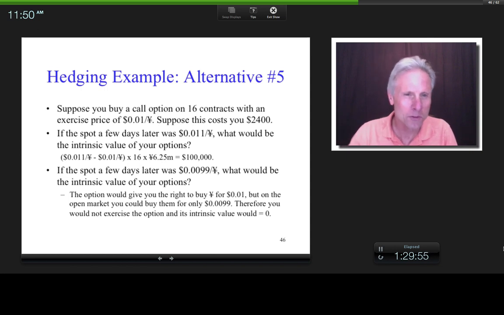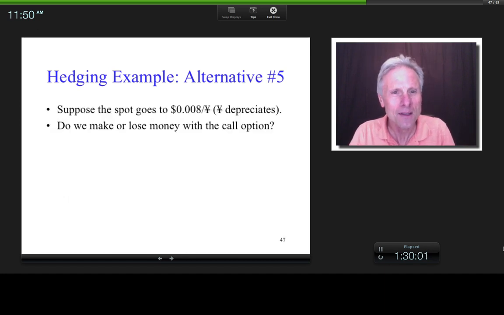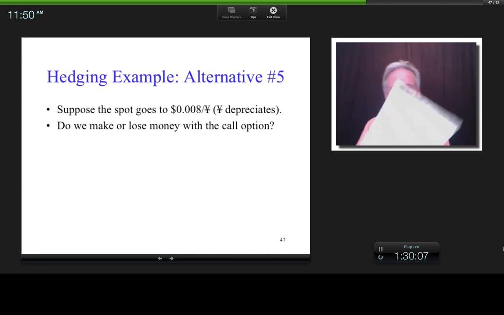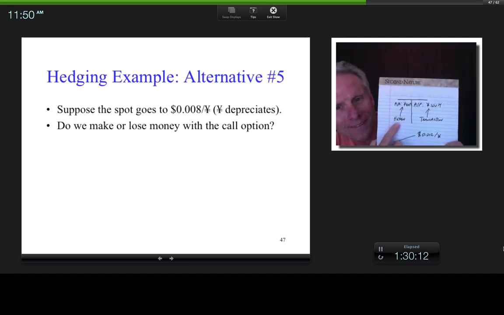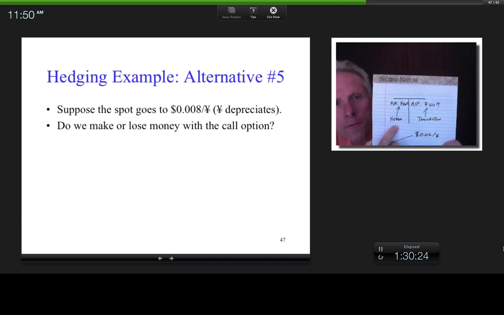So let's go through these alternatives, or when the yen appreciates and depreciates. Imagine the yen depreciates. Remember, on the option side, are we long or short yen? We're long, right? And when you're long something, that something goes down in value. Have you made money or lost money? You've lost money, right? But what's the most we can lose with the option apart from its cost?